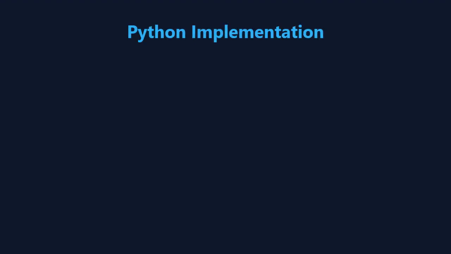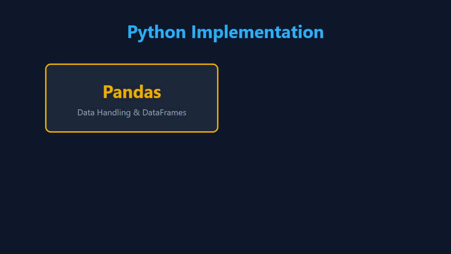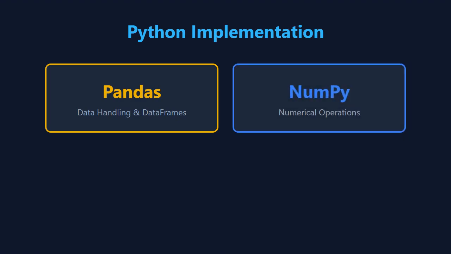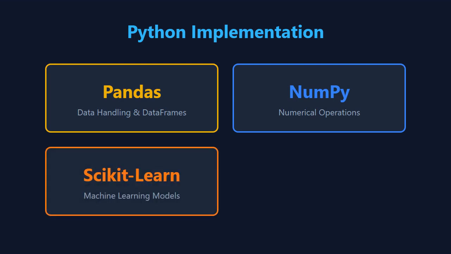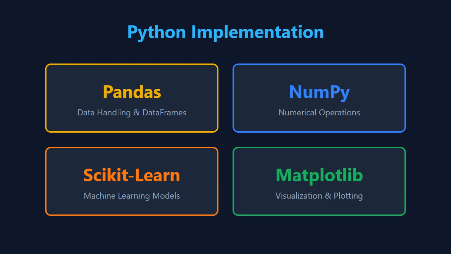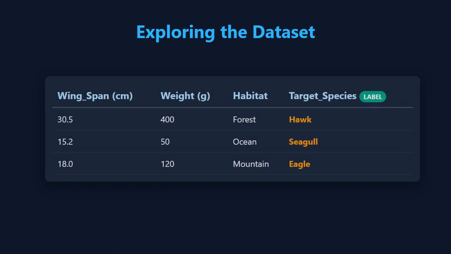Now let's implement our bird classification model in Python. We'll use pandas for data handling, NumPy when numerical operations are required, scikit-learn for machine learning, and matplotlib for visualization. Now, let's explore our dataset and explain every column.